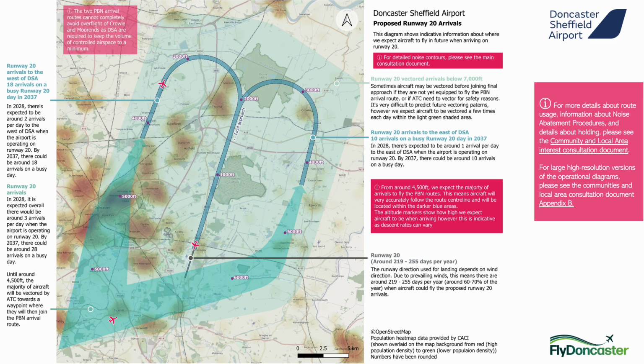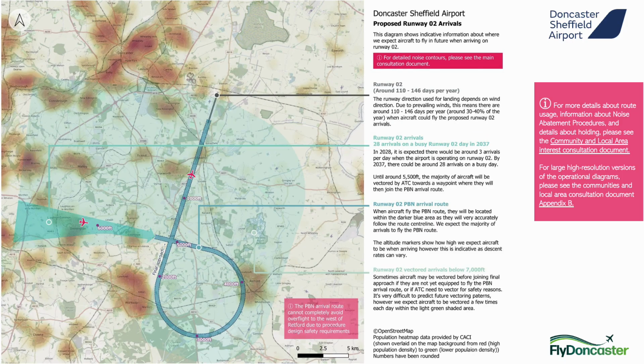We can't completely avoid overflight of Kroll and Moorends because we have to keep the amount of controlled airspace to the minimum necessary, and if we extend that route it would require more controlled airspace out to the north. Some arrivals may not always be able to fly these flight paths, so they will require to be vectored by air traffic control, and therefore you will experience some overflight in areas not directly underneath the route centre lines. The other 30 to 40% of the time, arrivals will be landing towards the north.